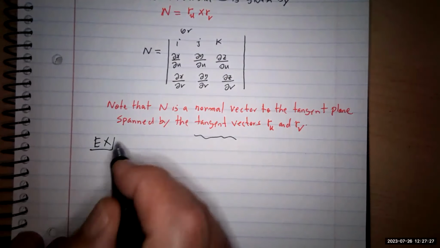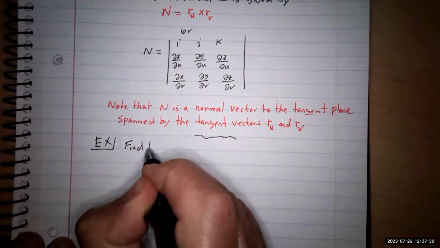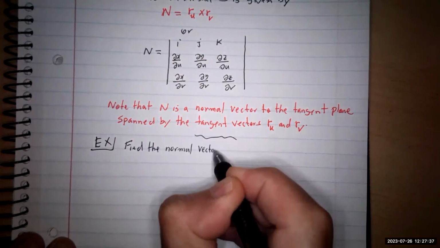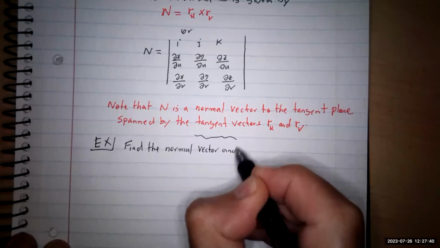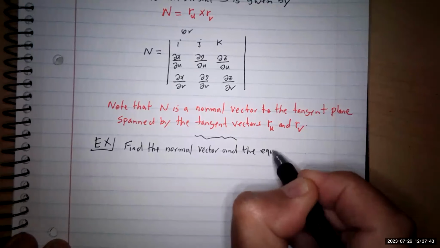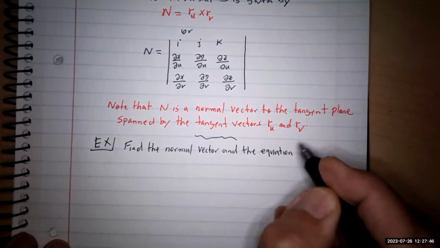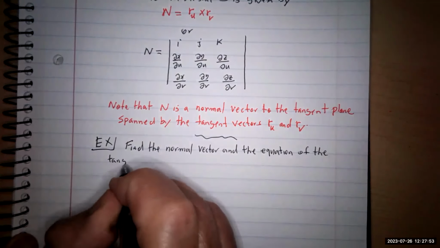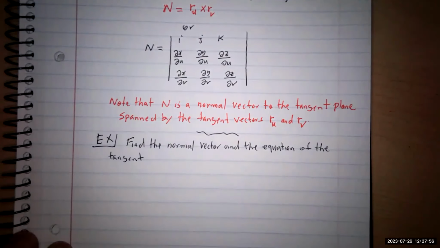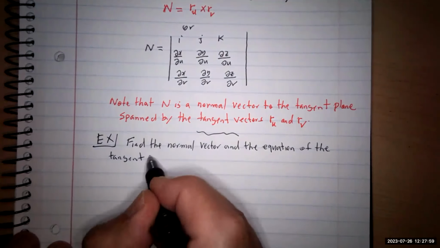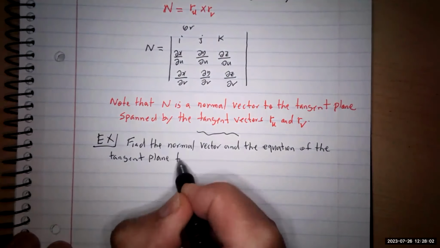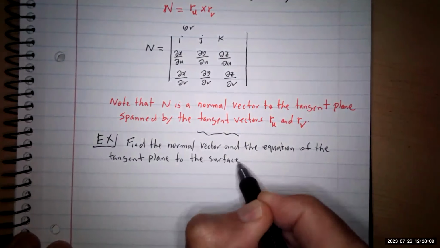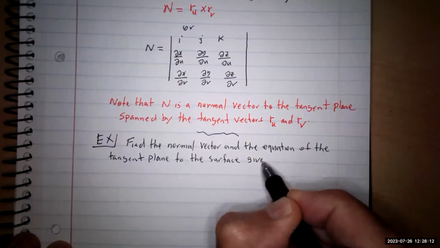Okay, there you are. The standard problem: find the normal vector and the equation of the tangent plane to the surface given by the parametric equation.